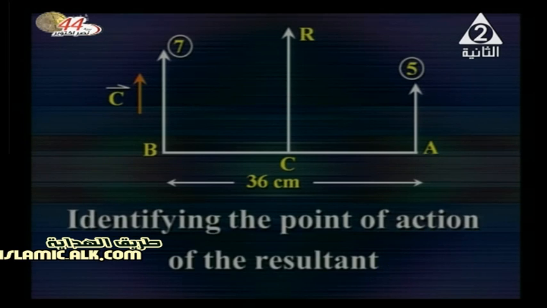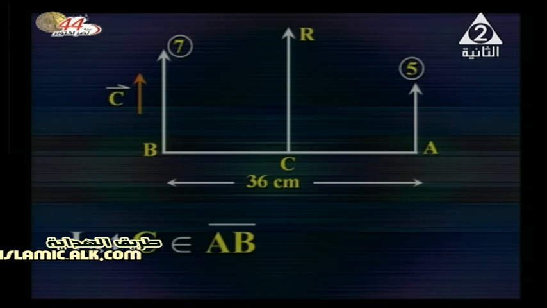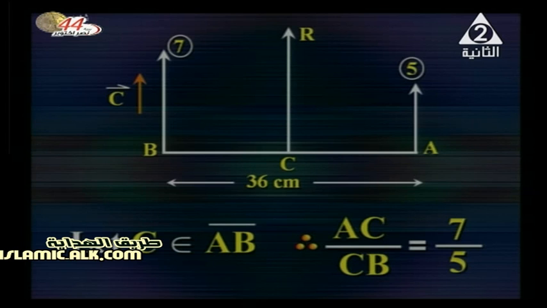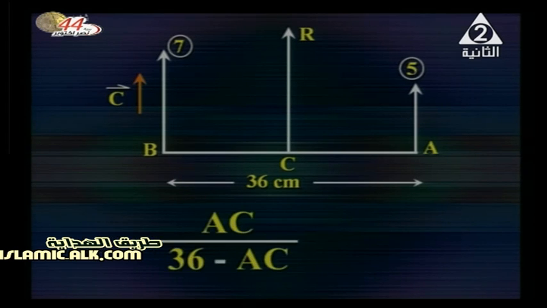Identify the point of action of the resultant. Look, dear student. C is the point of action of R. Then C belongs to the line segment AB. Therefore, AC over CB equals 7 over 5. Therefore, AC over 36 minus AC, since AB equals 36.